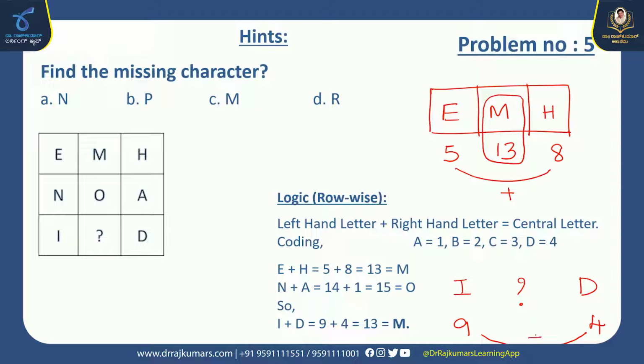We need to add 9 plus 4. 9 plus 4 is 13. We need to fill the alphabet which is corresponding to numerical value 13. On searching the English alphabet, we have M. So the right option for this question is option C. Moving on to our next question.